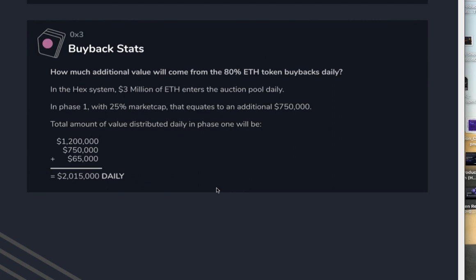So buyback stats: how much additional value will come from 80% Ethereum total buybacks. In the HEX system, 3 million of ETH enters the auction pool daily. In phase 1, with 25% market cap, that equates to an additional 750,000. Total amount of value distributed daily in phase 1 will be 1.2 million. 1.2 million plus 750,000 plus 65, that'll be 2 million daily.